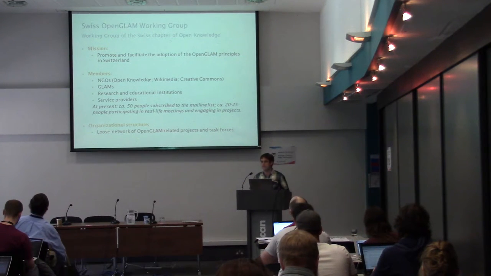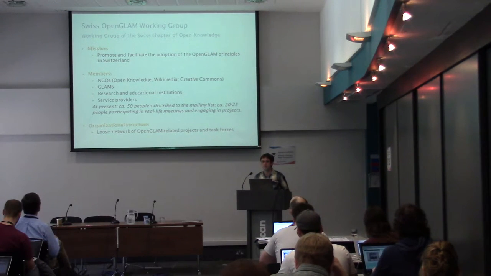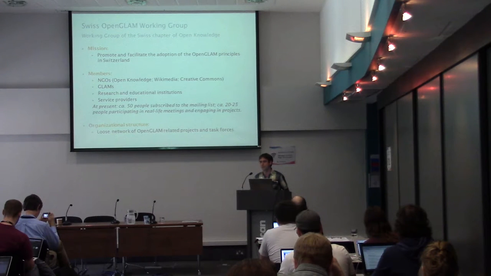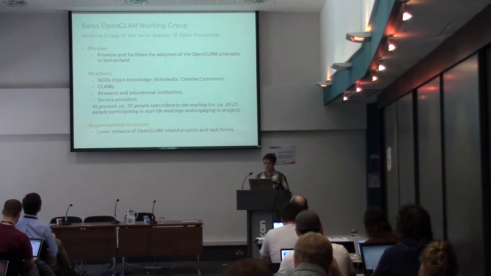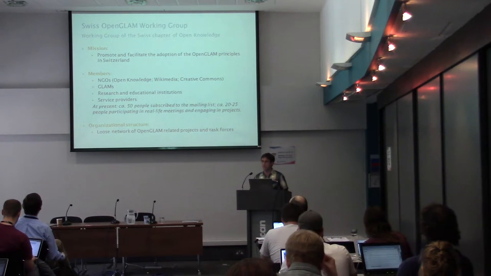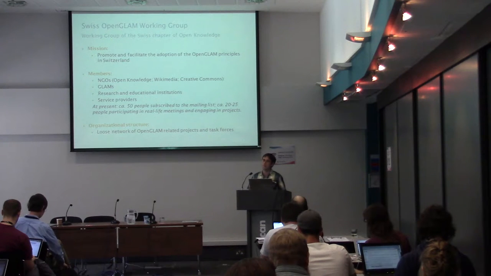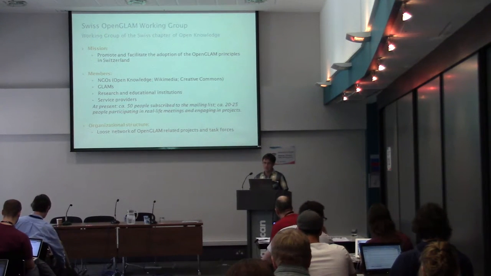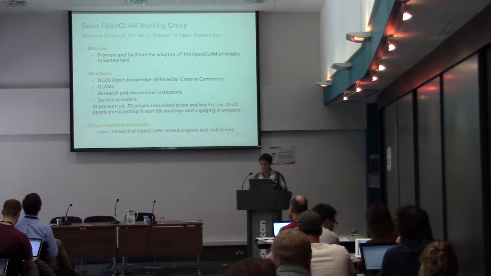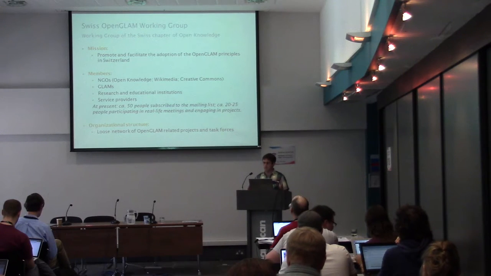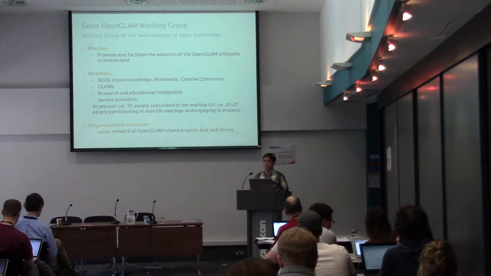We identified the various GLAMs, most of all, of course, the first movers, which already had GLAM operations. We also invited research and educational institutions and service providers for the GLAM sector. At present, we have about 50 people subscribed to the mailing list, and 20 to 35 people are actively participating in real life meetings and starting to engage.